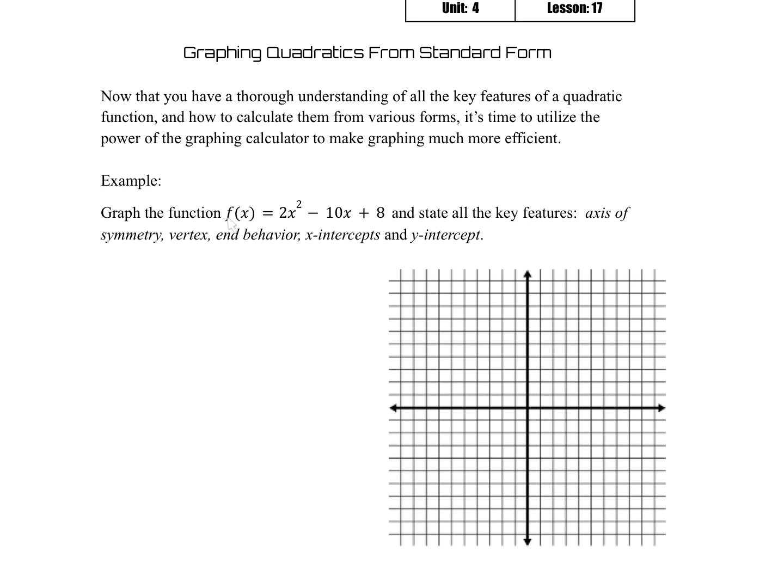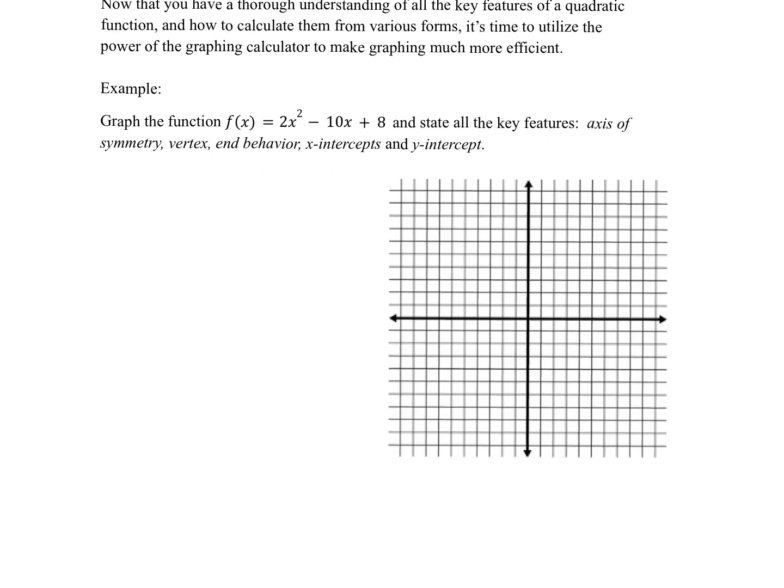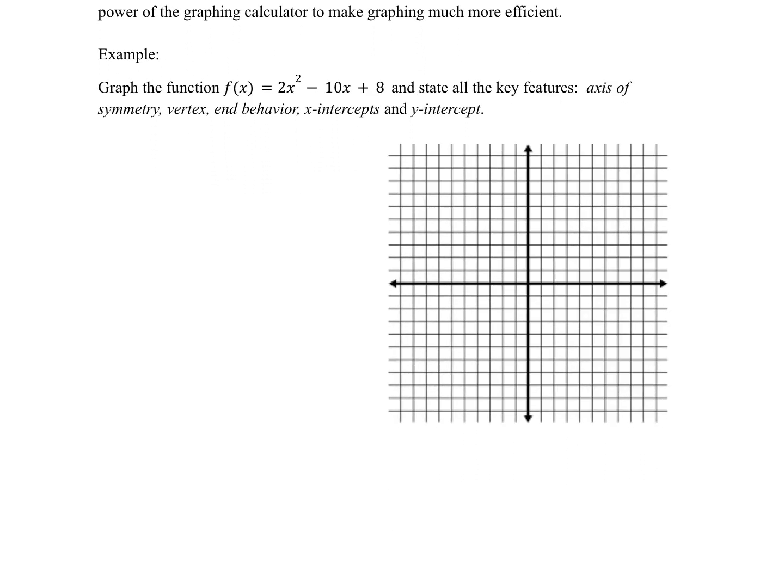So here I'm given a function f of x equals 2x squared minus 10x plus 8. And what we want to do is state all the key features and then graph. So let's start by making a table. I'm going to go to my calculator and put my function into y equals. And then I'm going to go to the table and center the table. And we can talk in class about what that means to center the table.